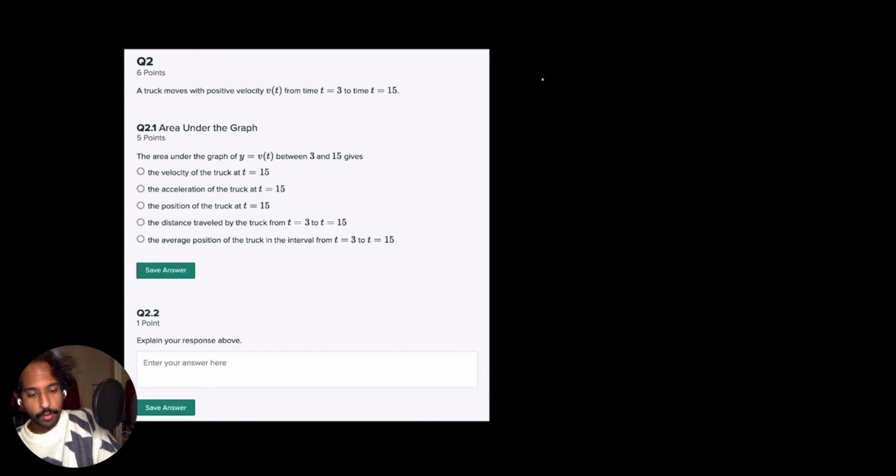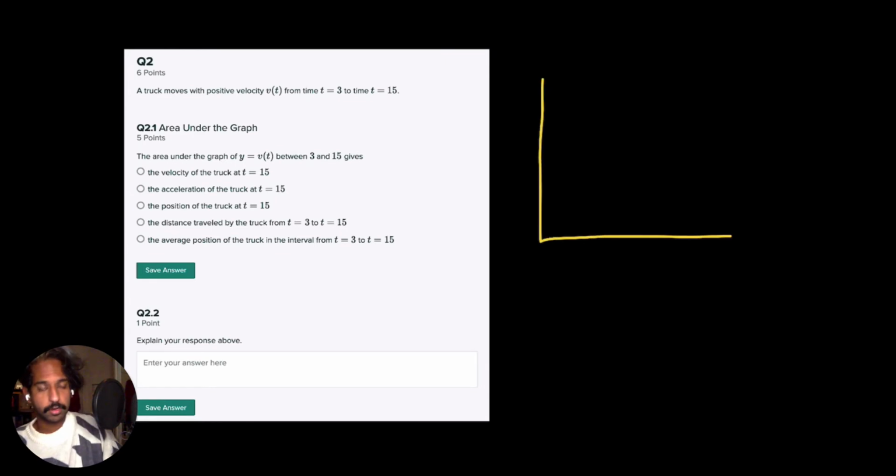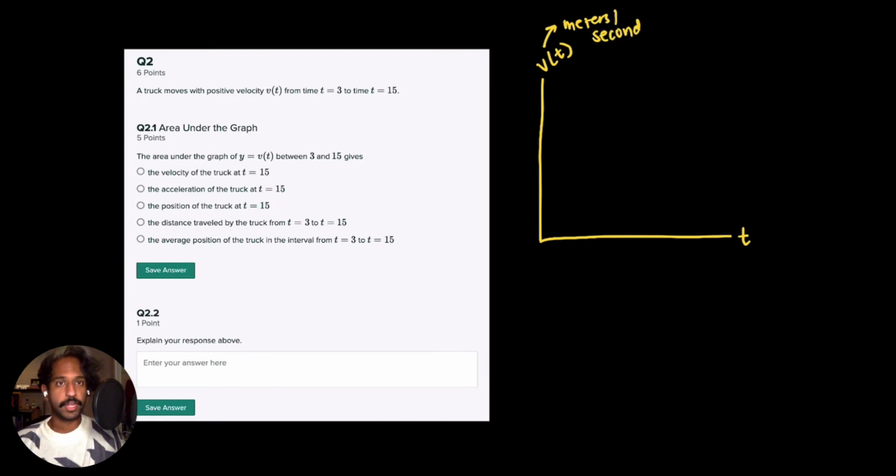We can draw out an example, right? So here is our coordinate graph, and here is t, and this axis would represent v of t. Now, what units is velocity in? We know that velocity is in meters per second. Generally, that's the units. And the units for t, it's time, it's generally seconds.